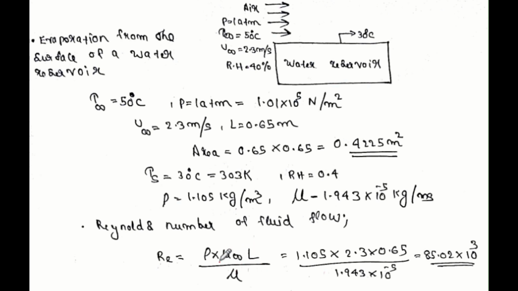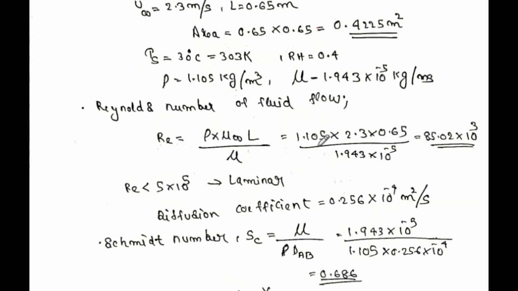Here rho means the density, and the length along this direction is all given in the question. Density is given, we know the length, dynamic viscosity, and velocity. So simply substituting, we get the Reynolds number as 85 into 10 raised to 3. The condition which separates laminar from turbulent is this: if the Reynolds number is less than 5 into 10 raised to 5, it is laminar flow; if greater than 5 into 10 raised to 5, it is turbulent. The value we got is less than 5 into 10 raised to 5, so obviously it is a laminar flow.